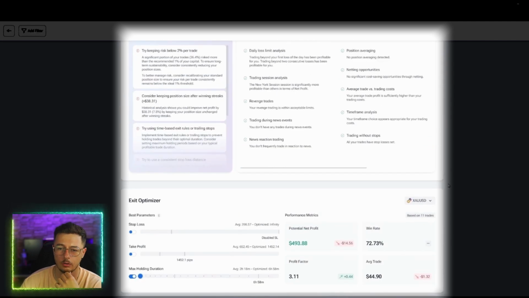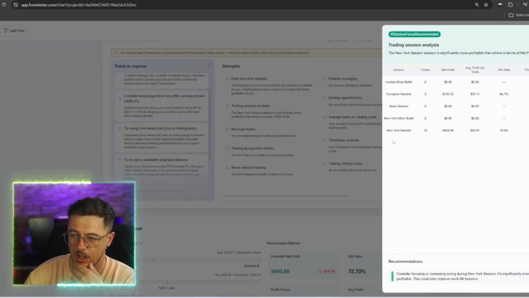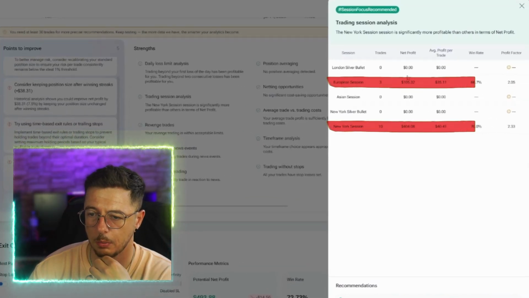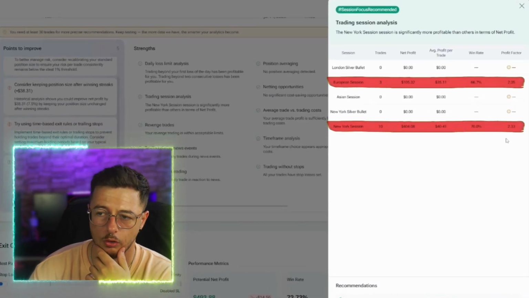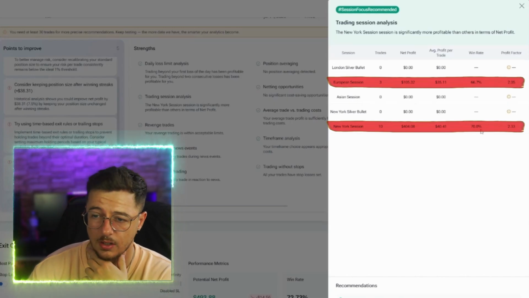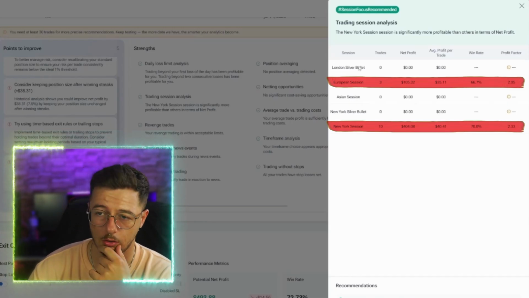As well, we can come to the trading session analysis and check out how this works. In this case, we've been working on the European and New York sessions, and we can see that the New York session has a slightly higher win rate than the European session. So hey, it's something to take into consideration as well.